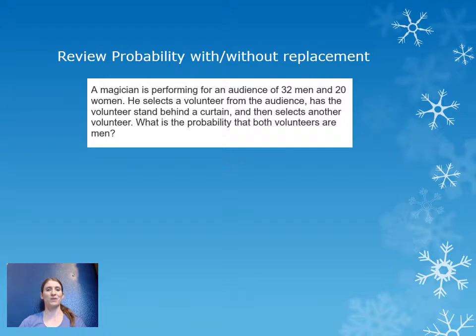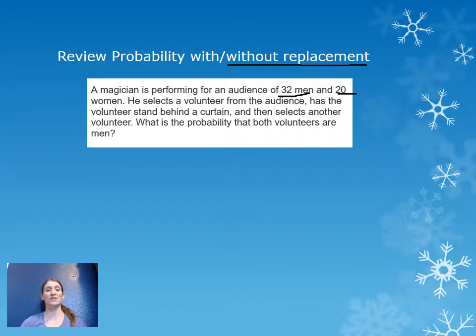Okay, all right. So review probability with and without replacement. So here's a magician, and he's performing for an audience of 32 men and 20 women. He selects a volunteer from the audience, has the volunteer stand behind a curtain. Okay, so right there, that's the clue. If the volunteer is standing behind the curtain, they're no longer available for the second pick. So that's without replacement.